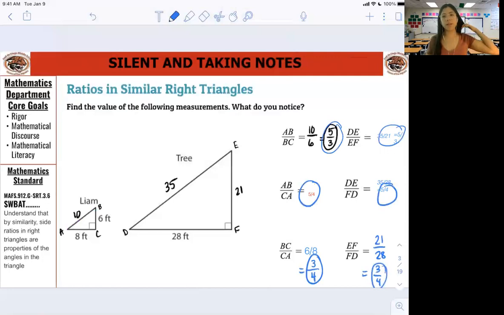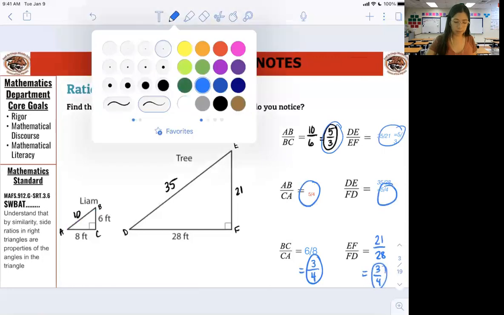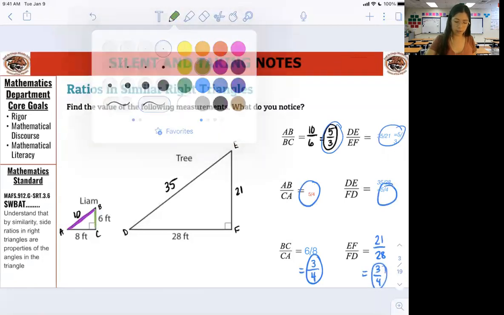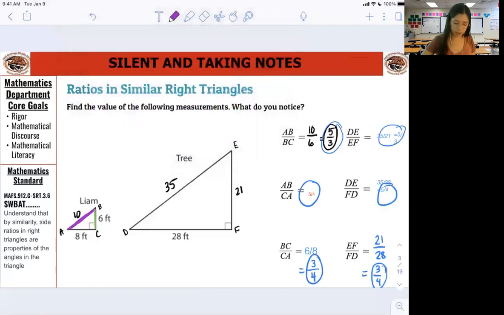They're all the same for every row, right? So the reason that they're the same is because take a look at what we're doing. In the first one, I did the hypotenuse over the shorter leg. In the second one, I also did the hypotenuse over the shorter leg. So it was the same measurements being put into a ratio.